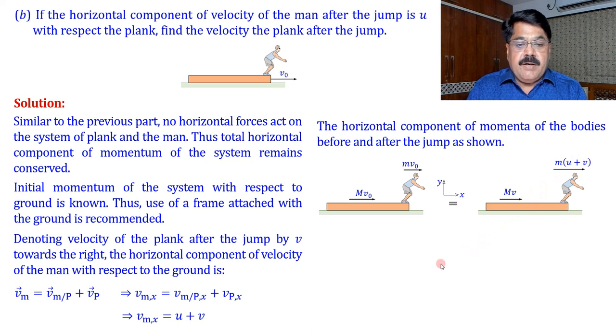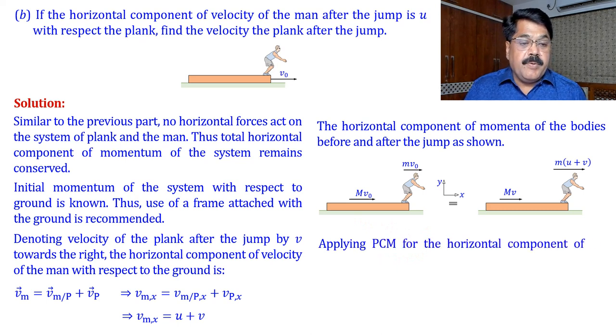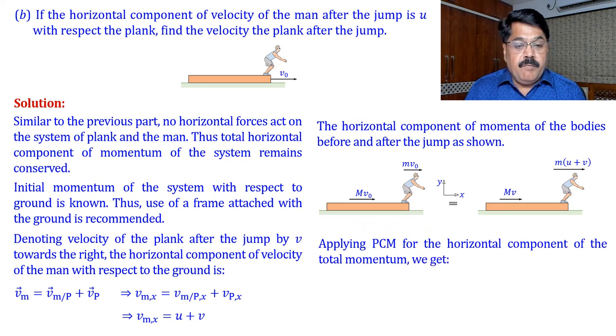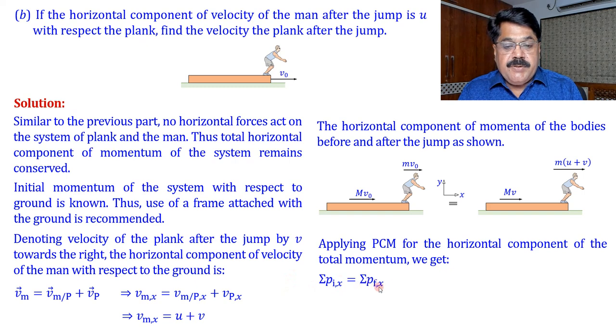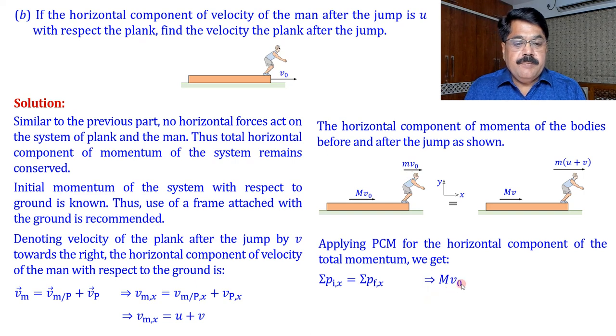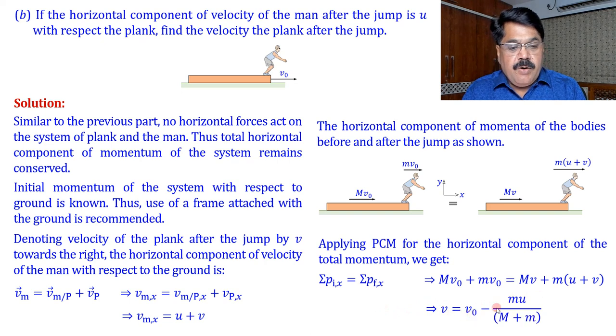Now we can write conservation of momentum for the horizontal direction. Applying PCM for the horizontal component of the total momentum, we get summation P_ix is equal to summation P_final x. So initial was capital M V naught plus small m v naught, and final is capital M V plus small m (u plus v). Now by solving this, we will find V is equal to V naught minus mu upon (M plus small m). So in this way we can solve this problem.